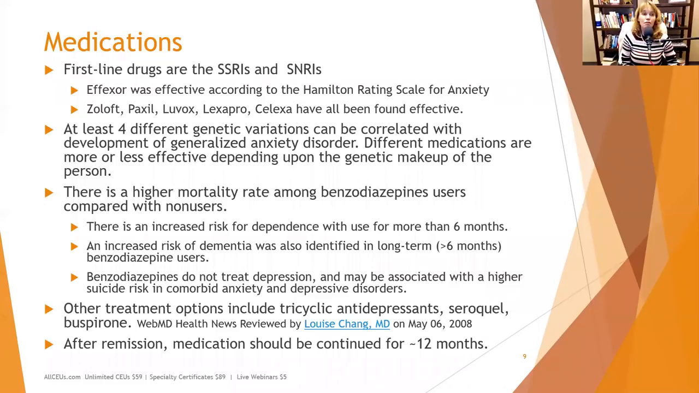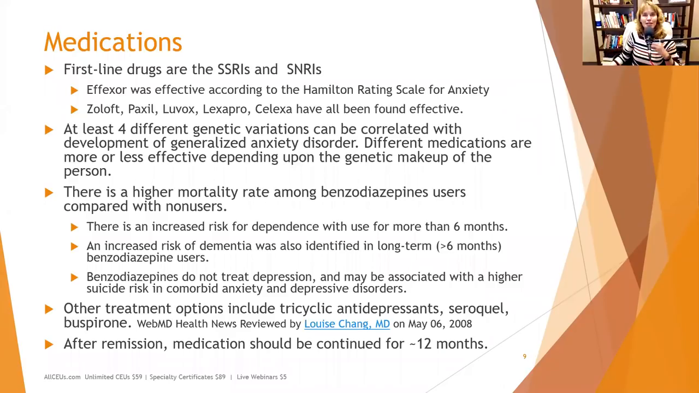Obviously, none of us probably are prescribers, but we do need to educate clients about why the first drug or even the third drug that the doc tries may not work, so they don't start feeling helpless and hopeless. Like I said earlier, there are at least 4 different genetic variations which are correlated with the development of generalized anxiety disorder, and different medications are more or less effective depending on the genetic makeup of the person. There's a high mortality rate.